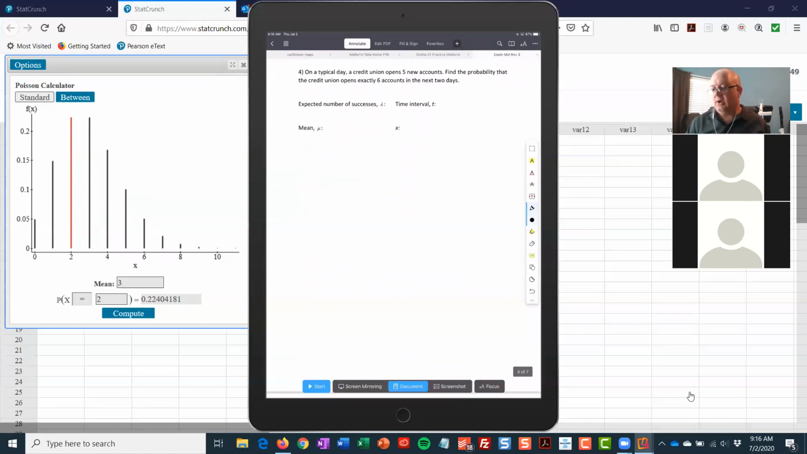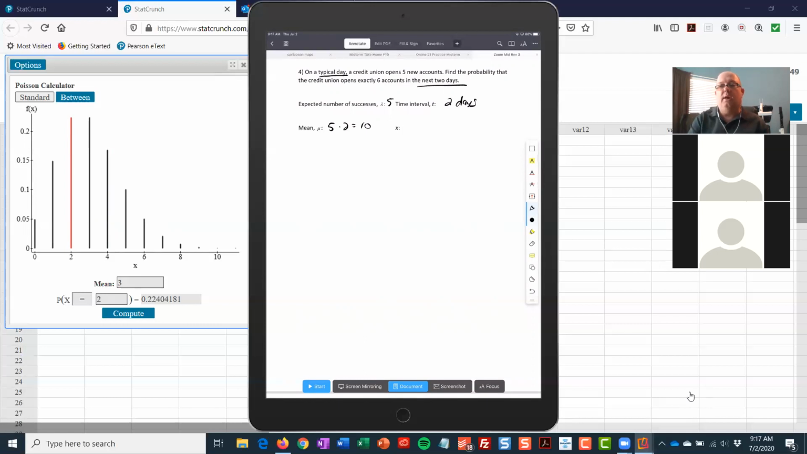So, here's what I was saying in that last problem: on a typical day, what happens in the usual, typical, average scenario? I hate to say normal because we know we're going to see normal distribution. So in this scenario, they open 5 new accounts in a day. But the question here is about finding out what happens in the next 2 days. So the time interval is 2 days, and that makes the mean 5 times 2, or 10.